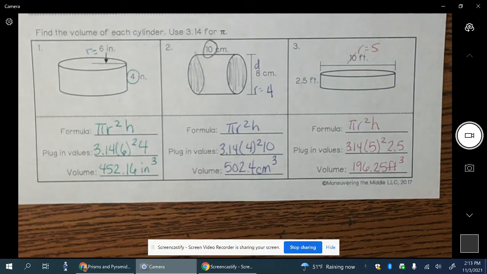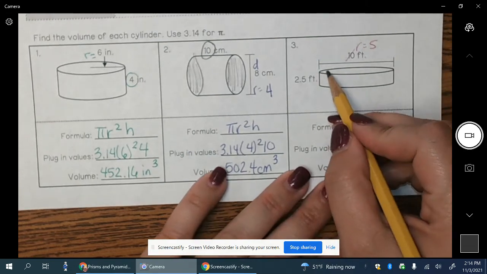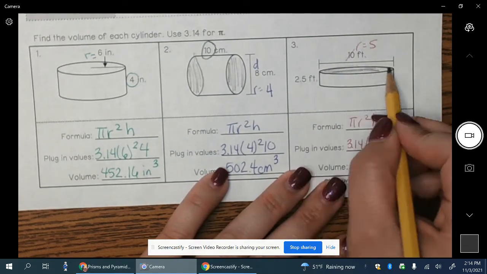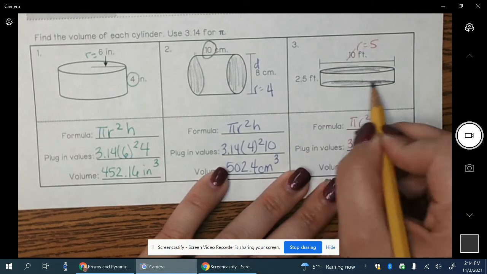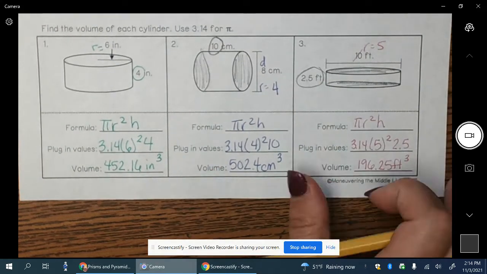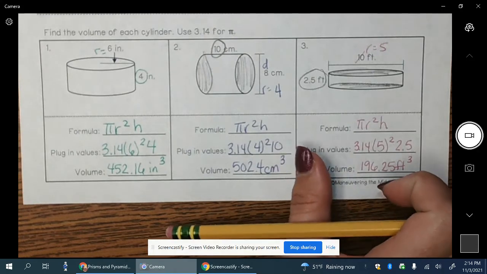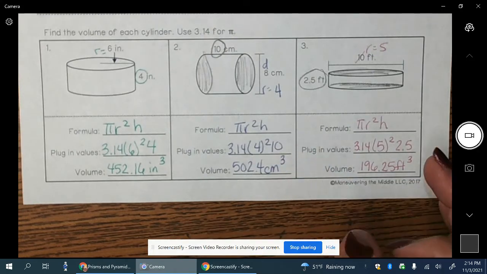All right, did we get it correct? So it's literally just plugging into the formulas. Again, make sure you know which one's the base, so you know which one is the radius or the diameter. Everybody okay with that? All right, on the back.